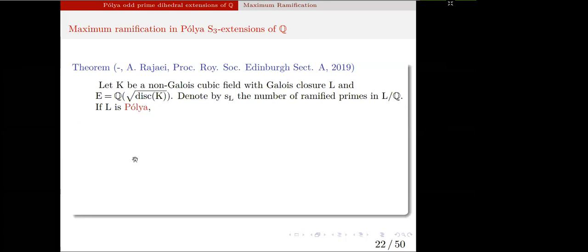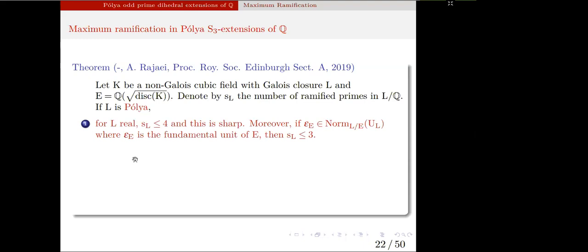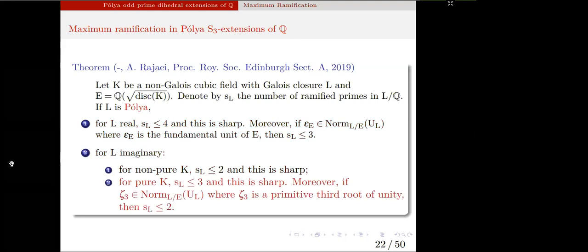So let K be a non-Galois cubic field and L be its Galois closure, i.e. L is an S3 extension of Q, and as usual denote by E the unique quadratic subfield of L. If we assume that L is Pólya, then for L real, there are at most 5 ramified primes in L, and moreover, depending on the solvability of a norm equation, this upper bound can be made smaller, to 3. And similarly, whenever L is imaginary, for non-pure K and pure K, this upper bound can be made smaller to 2 and 3 respectively.